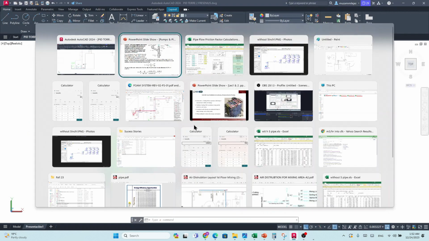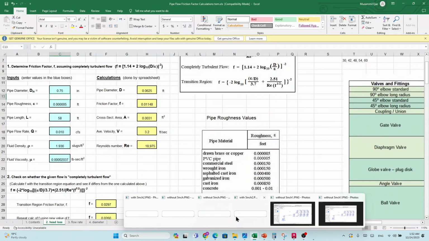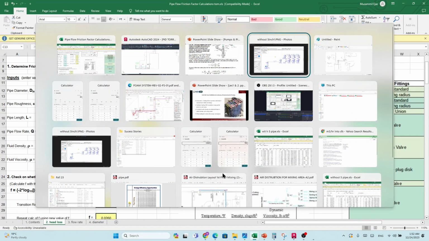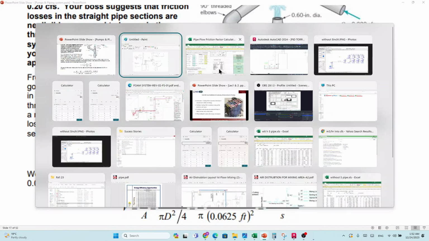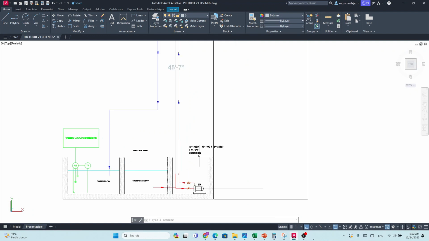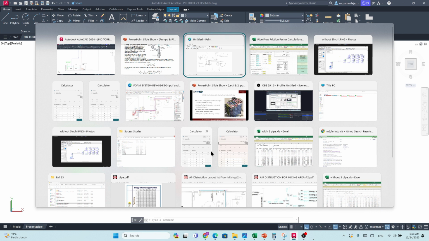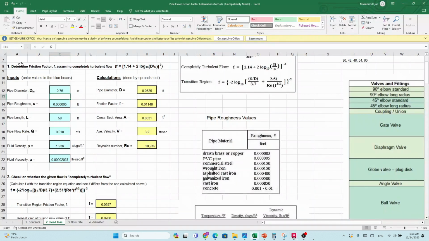You can go up to 100, so about 50 feet. So you can encounter a loss of around 50 feet. You can have a loss less than 50, but it cannot exceed 50 or 55. Okay, so first of all you have to assume the diameter of the pipe, then the pipe roughness.